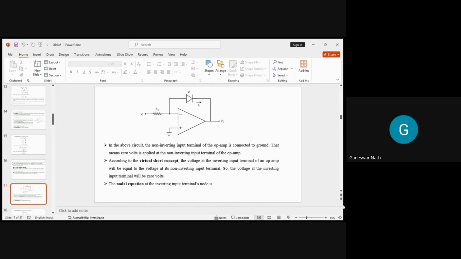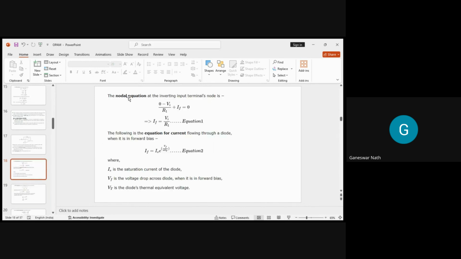So the nodal equation for this logarithmic amplifier, and I got the final equation to be IF is equal to I is equal to e to the power of minus VI by VT. So this is the current that we are getting actually. Here the saturation current of the diode, and the voltage drop occurs across the diode when it is forward biased, and VT is the diode thermal equivalent voltage actually.